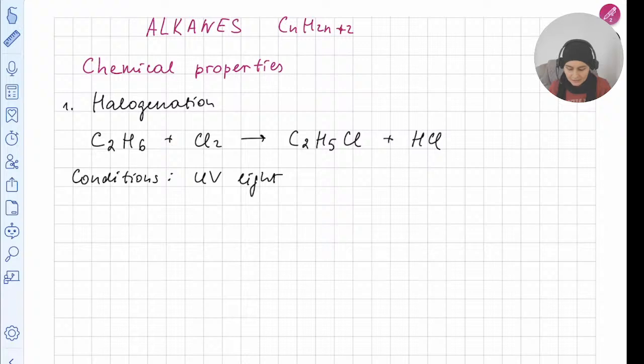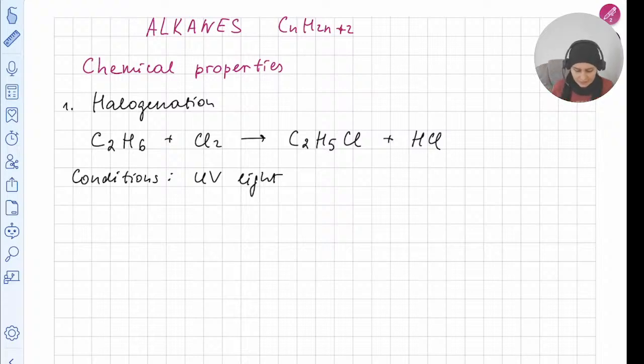Okay. Then the mechanism. Should we do the mechanism right here? No, let's not even do that. Let's do it this way. Let's write all the chemical properties with all the conditions, and then at the end we would study the mechanism that is relevant for this reaction.